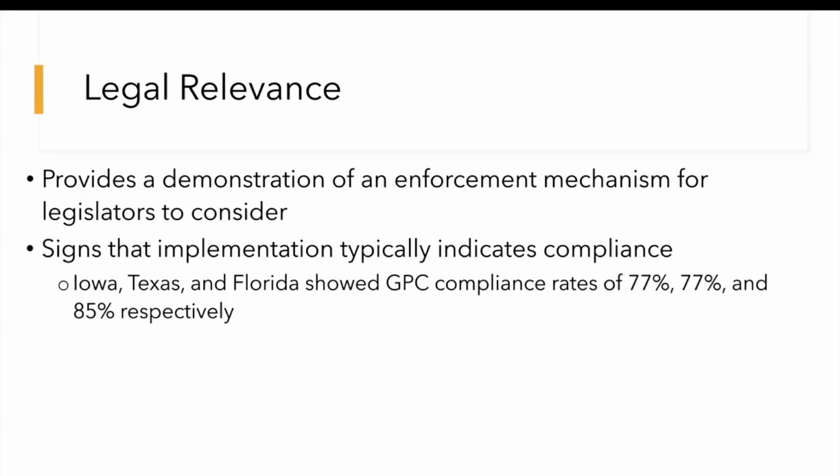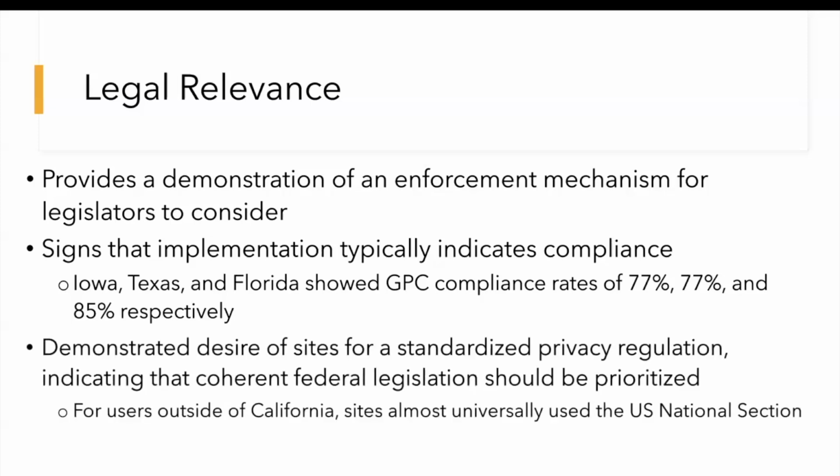A third legal significance that arises from this paper is that websites in various states want a national privacy law standard. The data shows that websites in most states prefer to use the national standard in the GPP, which helps them comply with the strictest common denominator among state laws.